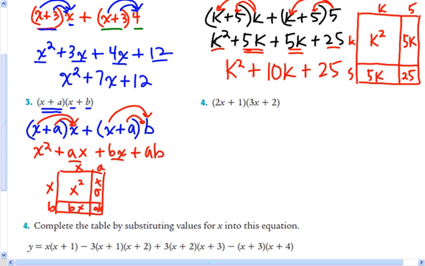All right. Let's do one more. So let's take this 2x plus 1 times 3x, and then 2x plus 1 times 2.